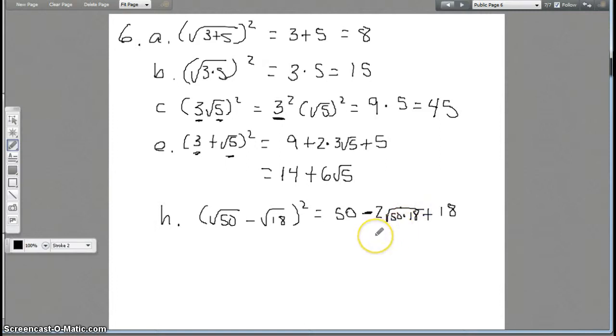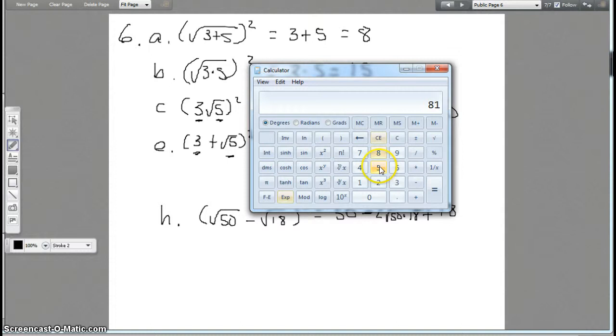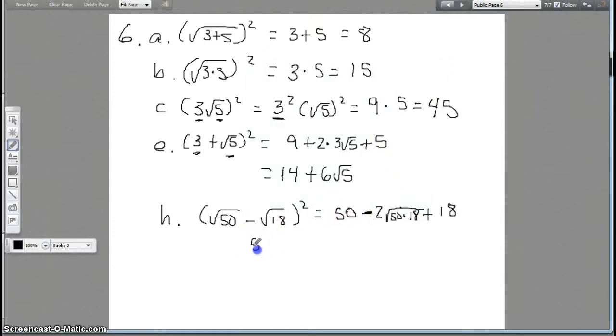Now, our middle term is negative because anytime you're subtracting two terms and then you square it, the middle term will be negative. Your last term will always be positive. So this is negative of the double of the product of the first term and the last term. So looking at this, what is the square root of 50 times 18? Well, let's pull up a calculator and see. 50 times 18, whoops, that's 5 times 18. Let me fix that. 50 times 18, that is 900. So what we have here is 50 minus 2 times the square root of 900 plus 18.